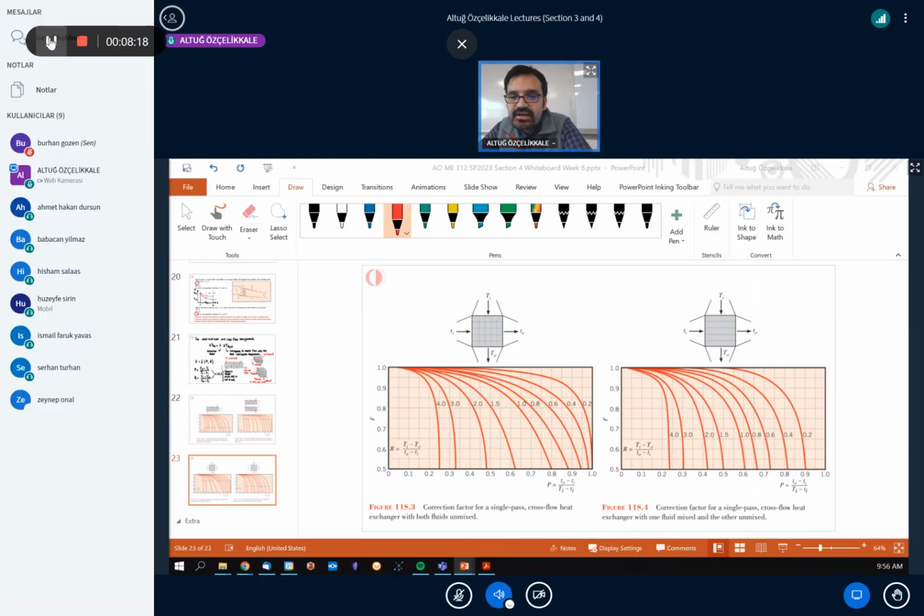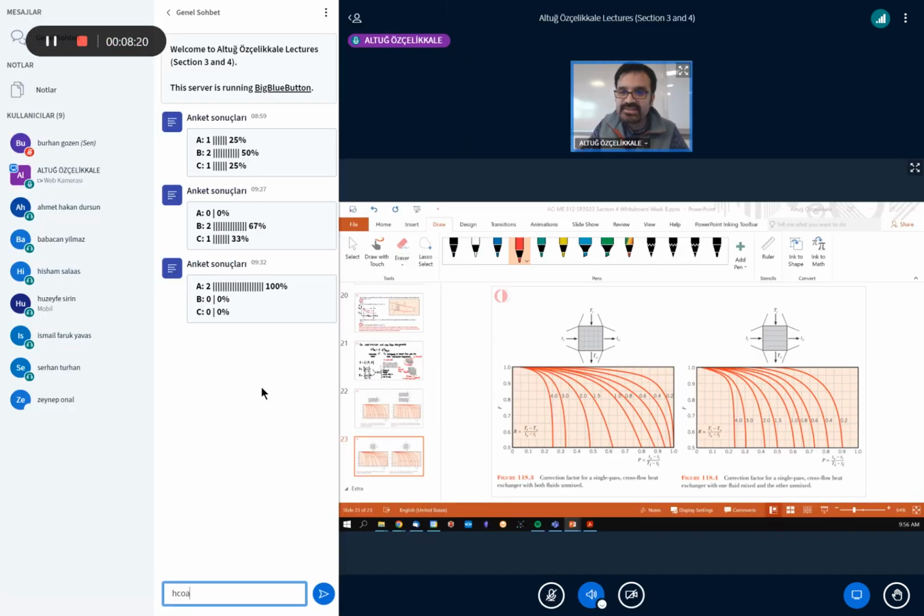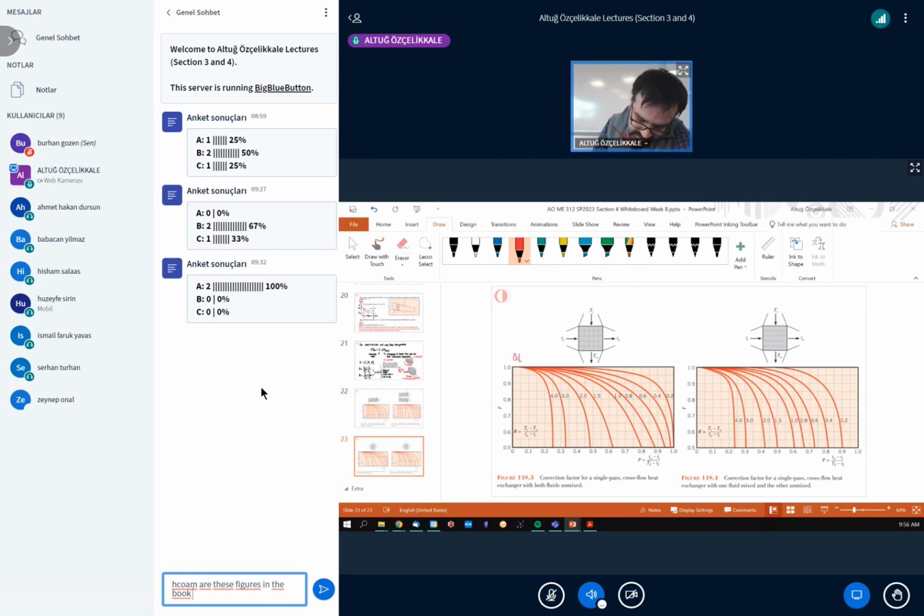Okay, so I would like to emphasize a few things. The limiting behavior, for instance. When I look at P going to 0, all of these curves for different R's are converging. What does this mean? That means the unmixed side or tube side is actually this delta T. Now, that is P going to 0, that side, right? And the second one is R is decreasing in that direction.